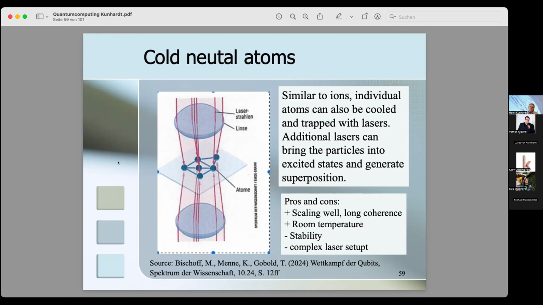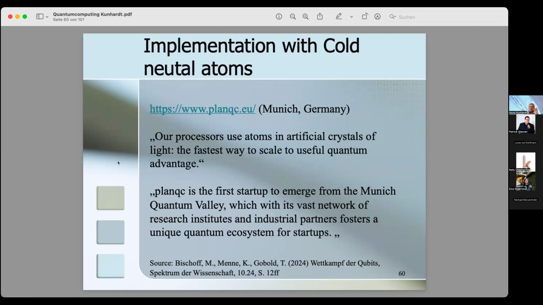So cold neutral atoms scale well. They have a very long coherence time. It could be in the range of seconds. Positive, it is used at room temperature. They are stable, and the laser setup, one of the disadvantages, is a complex setup. Some companies in Munich work with that approach.